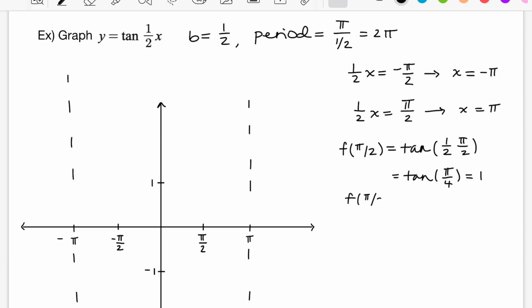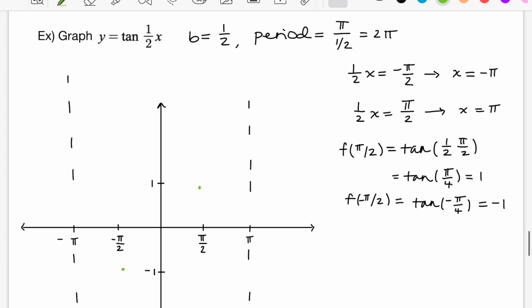And then similarly, for negative pi over 2, we'll get tangent of negative pi over 4, which will give us negative 1. So plotting these points here, we have 1 there, 1 here. And then what we want to do for our last step is draw a smooth curve connecting these points, approaching our asymptotes. Alright, so that would be the graph of tangent 1/2 x here.